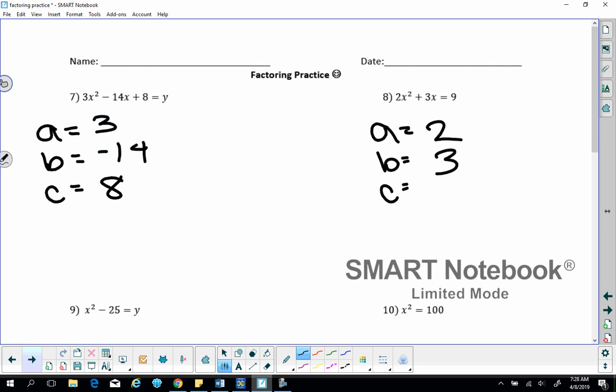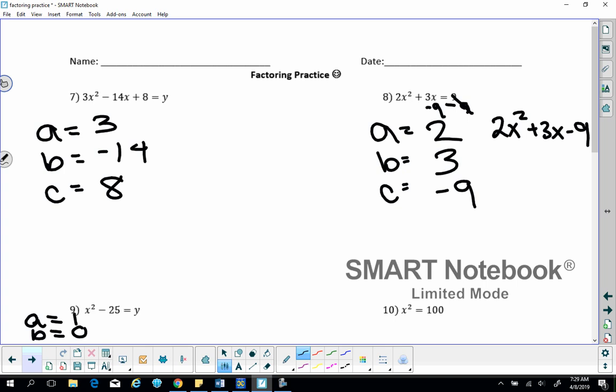How do I get the 9 to the other side? Anyone help them out? How would I get 9 to the other side? Subtract it, right? Because it's on the other side. So it would be 2x squared plus 3x minus 9. So what would that C be? -9. Jaslyn, I'm gonna have you do this one. What's A, B, and C here?